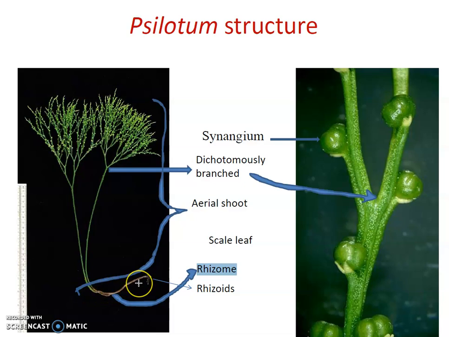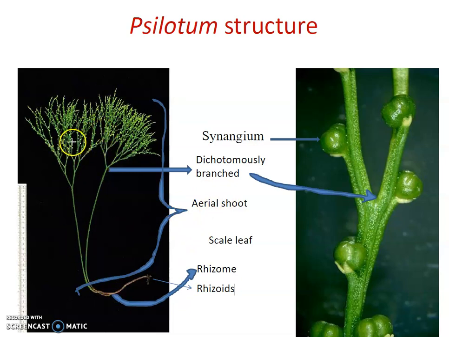In this Psilotum, roots are absent. So instead of roots, there are rhizoids present. Rhizoids are very small and they are produced on the rhizome. The underground stem is called the rhizome, and from that rhizome the aerial shoot develops.